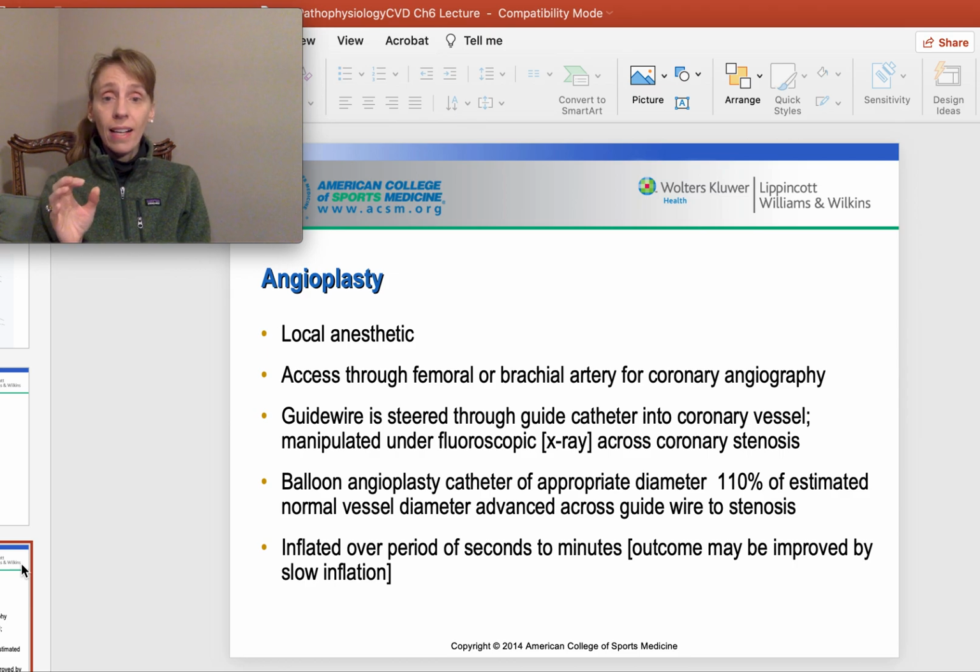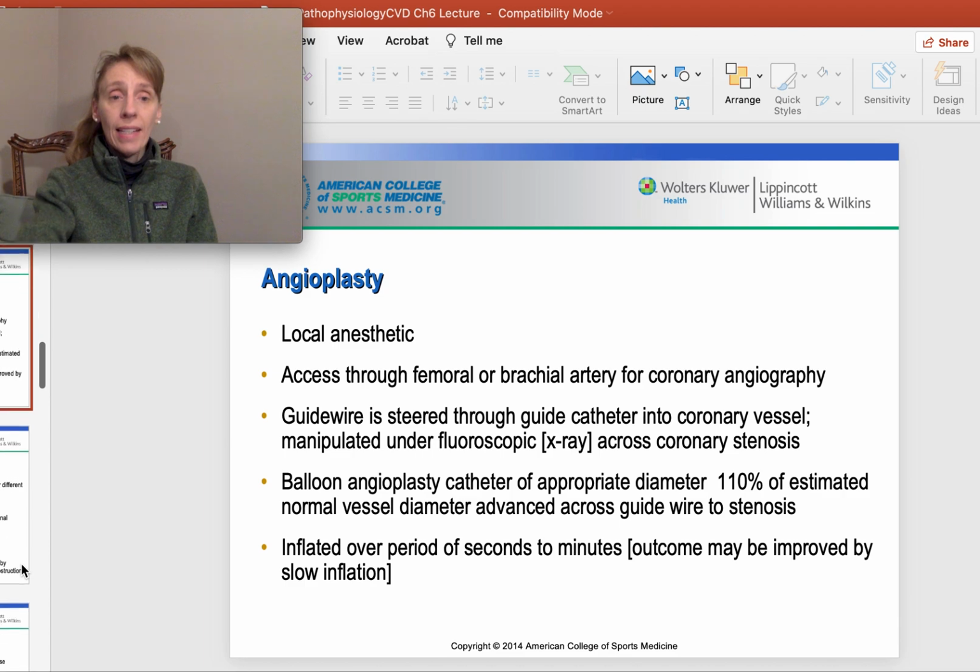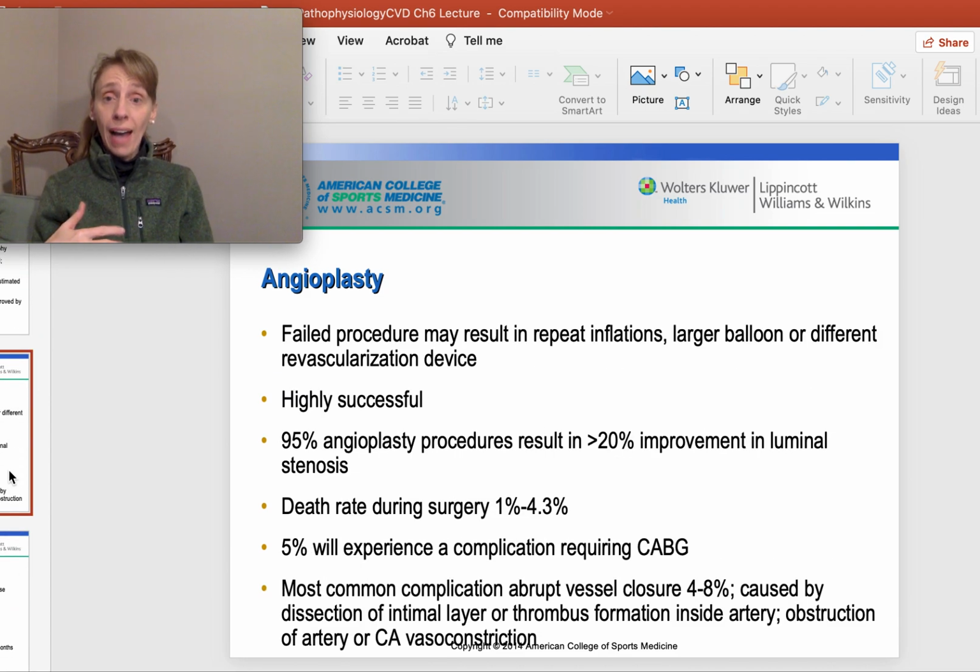Local anesthetic, access either through the femoral or the brachial artery, the guide wire steered all the way in, so it's under x-ray, right, that's what I mentioned, they can see what they're doing, the cardiologist can see it. They're going to find the stenosis, find the blockage, then they're going to inflate the balloon beyond the diameter to really push that blockage to the side, hold it there for a short stint of time, and then deflate that balloon and bring it back. Now, there are different tools they can use, right? The balloon angioplasty, it's pretty decent.